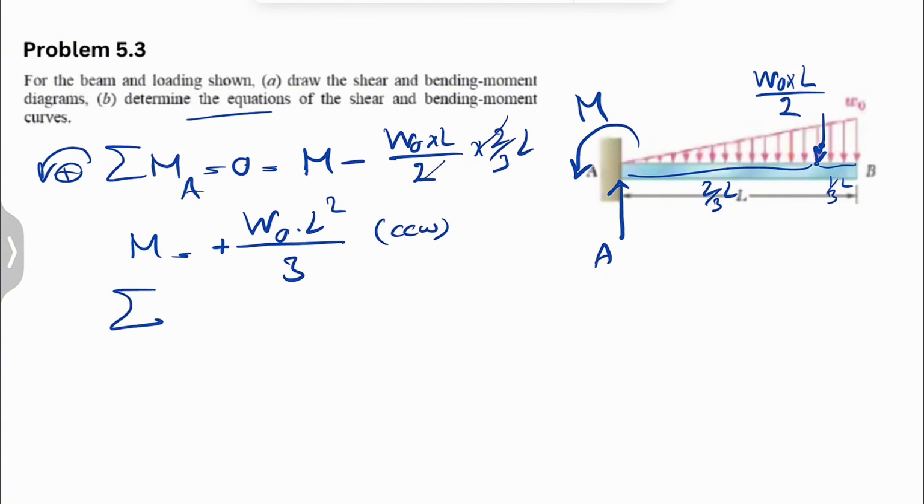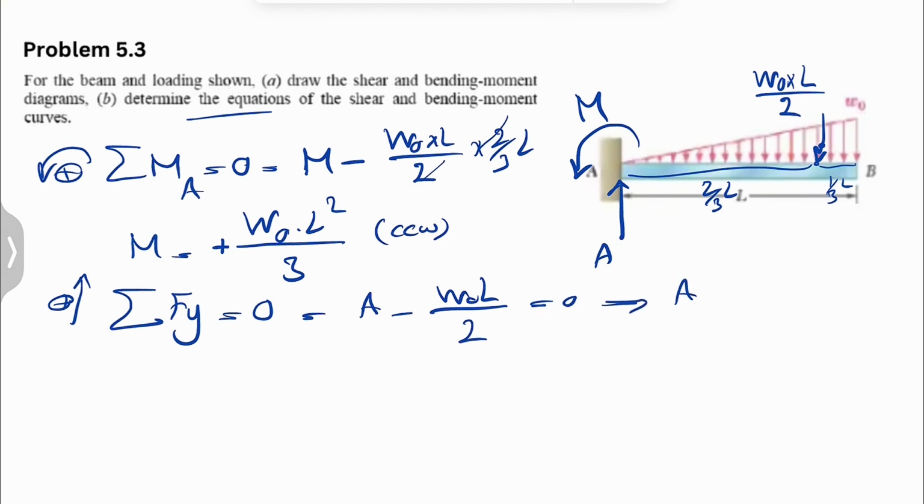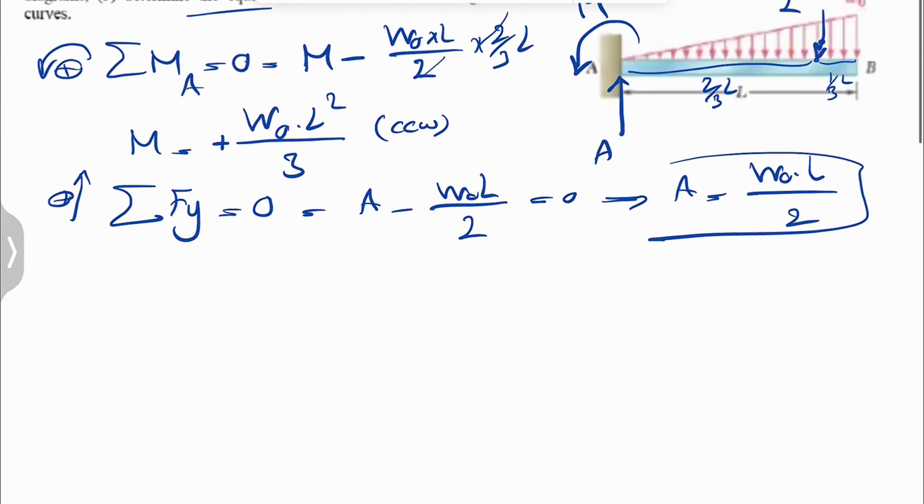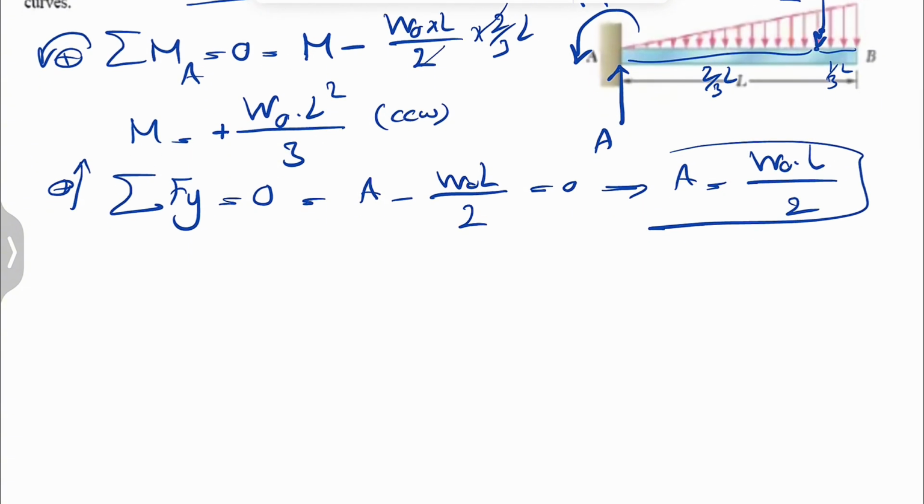So that's one reaction. Let's find A also. It's going to be our positive Y. So we're going to have A minus our distributed force W0 L divided by 2 equals 0. So A is W0 L divided by 2. Now we have the reactions, and we can move on to our free body diagram.